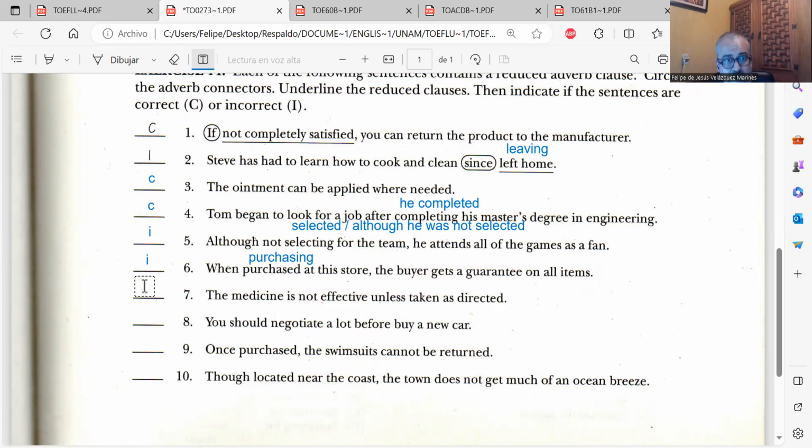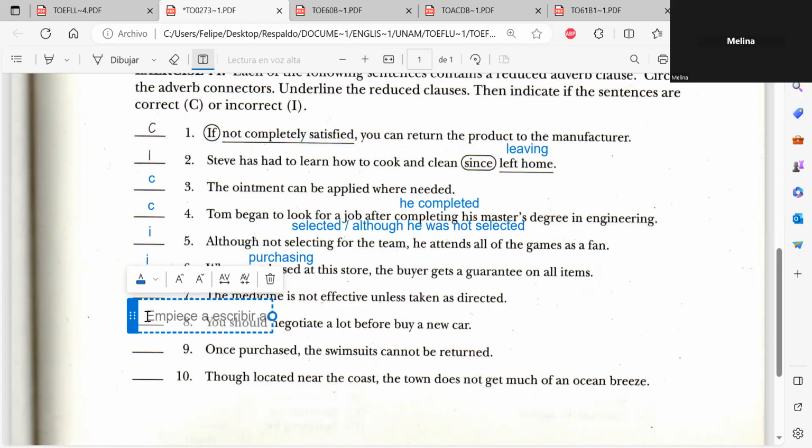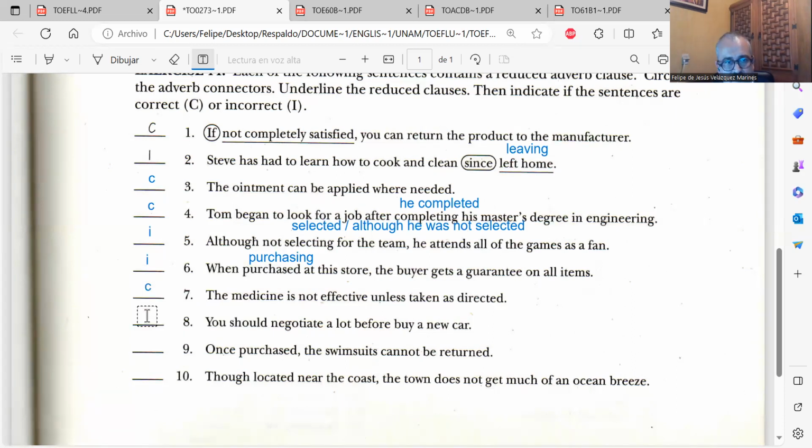The next one, Melina. You should negotiate a lot before buy a new. It is incorrect. You should negotiate a lot before you buy a new car or before buying a new car. Yes. Before buying a new car. Perfect. So, because you buy the car, yes. Before buying a new car.